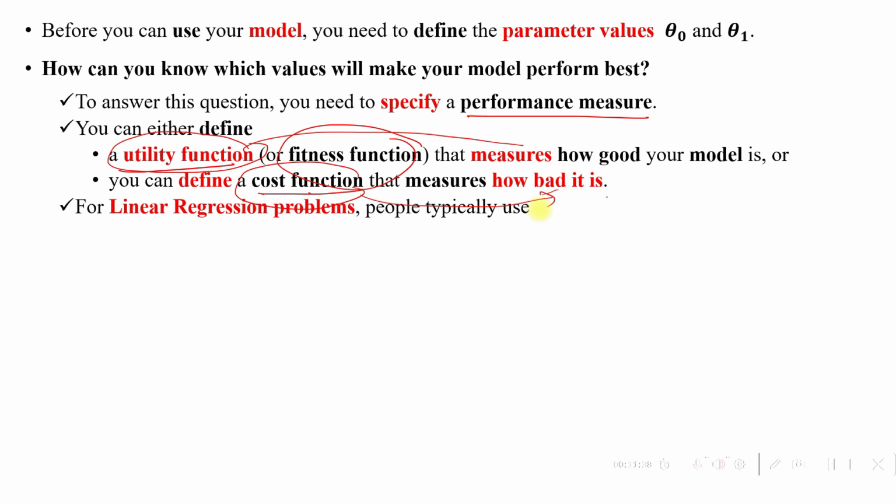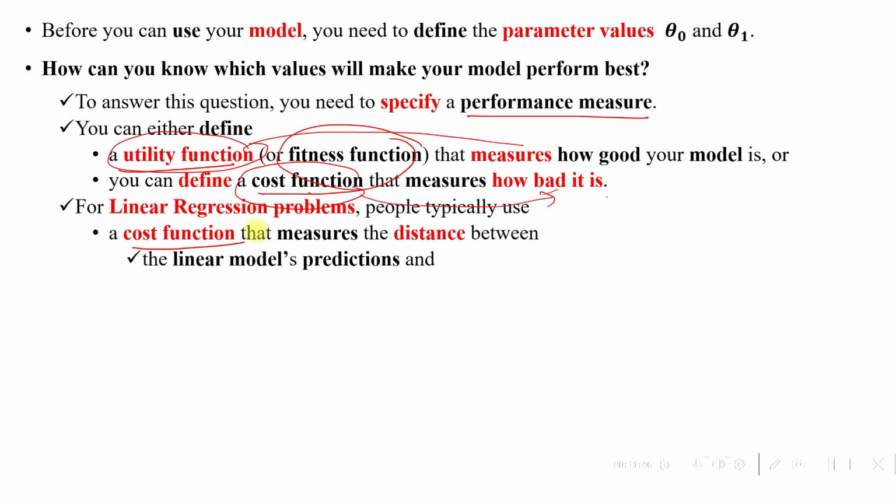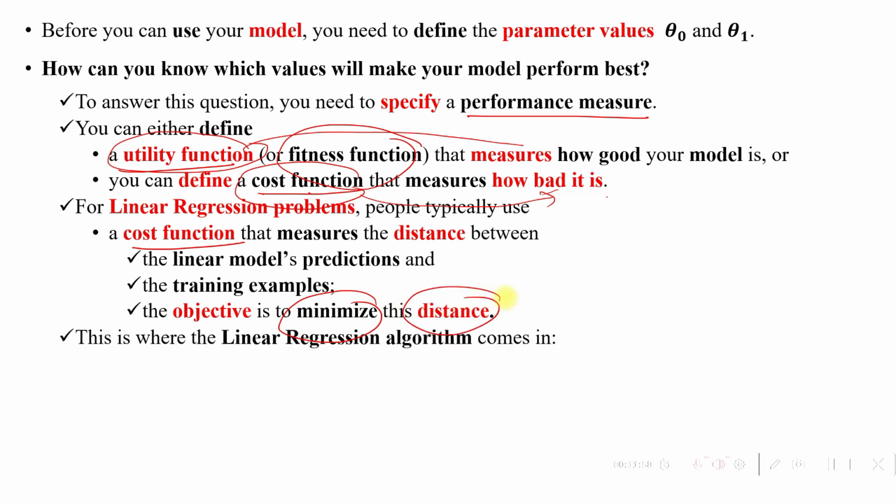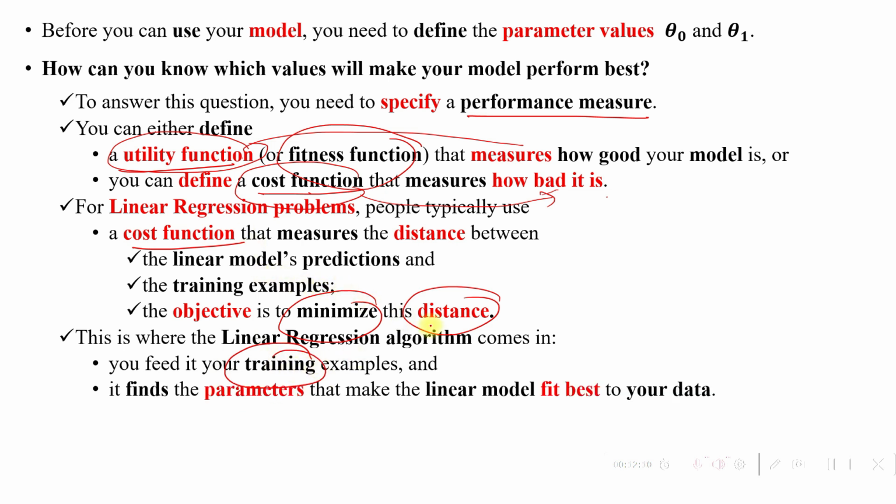For linear regression problems, people typically use the cost function that measures the distance between the linear model's predictions and the training examples. The objective is to minimize this distance. That is very important. This is where the linear regression algorithm comes in. You feed it with training examples, and it finds the parameters that make the linear model fit the best for your data. This is called training the model.